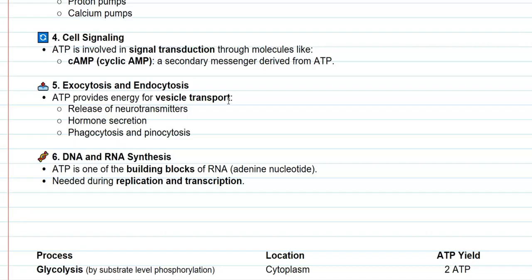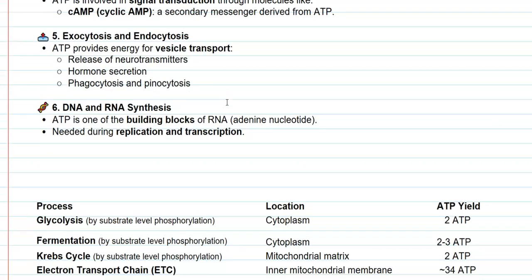Next, we look at the role of ATP in DNA and RNA synthesis. ATP is one of the building blocks of RNA, that is, the adenine nucleotide, and it is essentially required for the processes of replication as well as transcription taking place in the cells.